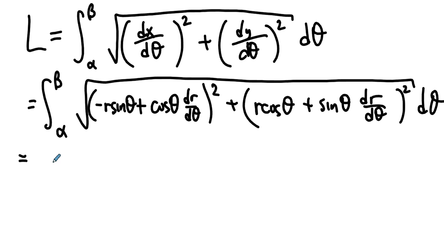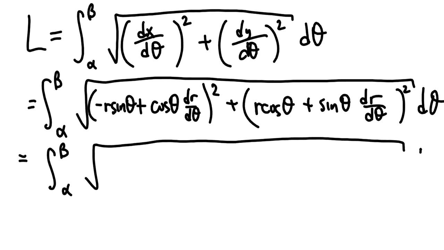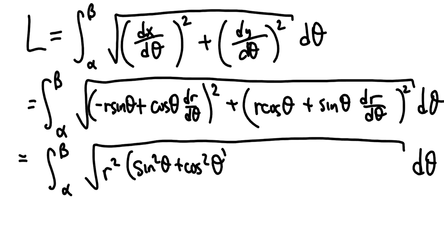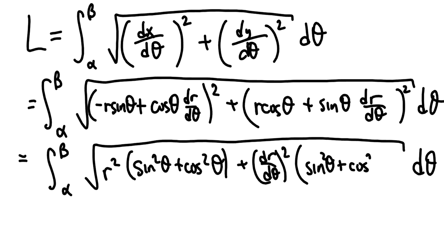Now, when we do the algebra, and I won't, a bunch of things cancel out. There's a lot of terms here that are the negatives of terms over here, and they cancel, leaving behind an r squared times sine squared theta plus cosine squared theta. And then there's a dr d theta squared times a sine squared theta plus a cosine squared theta.